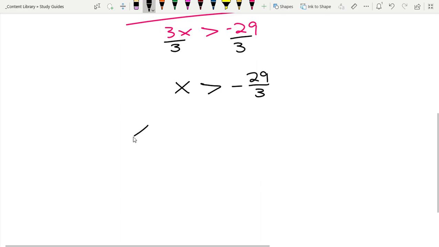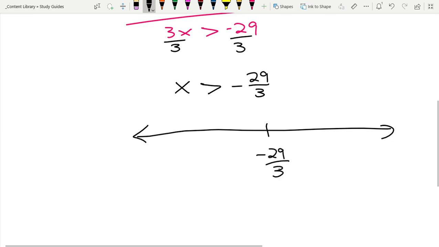So now we go into the number line. The only number we care about is this negative 29 over 3. Whatever that might be as a mixed number, doesn't matter to me. This says x is bigger because it's getting chomped by the arrow. So to get big numbers, you go to the right. So here's my initial starting point. So now I'm going to go to the right. So I shade everything to the right. The number itself doesn't work, so I'm also going to leave that arrow as an open circle.